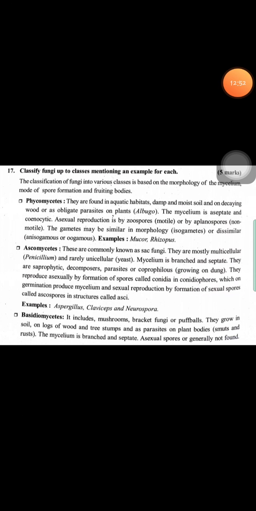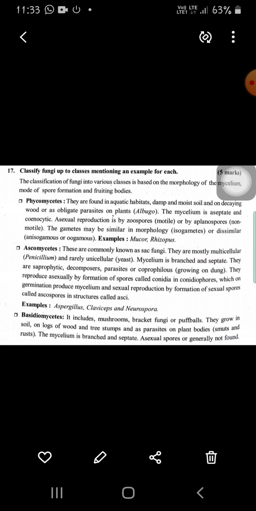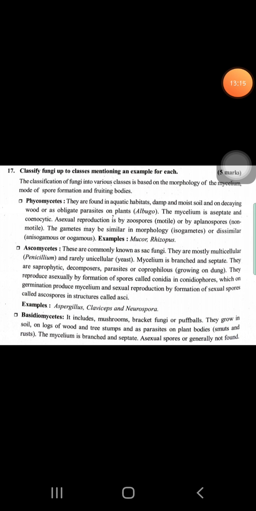So let's know about phycomycetes. They are found in aquatic habitats and in moist soil, and they are obligate parasites on plants. The mycelium is aseptate, meaning without cross walls. As I said, septate means with cross walls, aseptate means without cross walls. Asexual reproduction is by zoospores and aplanospores, and the gametes may be similar.